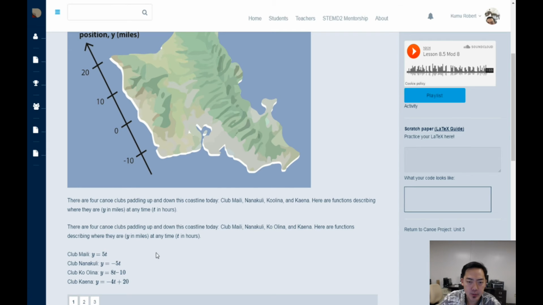These are the equations that represent their positions y at time t. Previously, we asked the students to figure out how many times did these canoe clubs meet. In this activity, we asked the students to expand on that. We want the students to either use the substitution method or the elimination method to determine when and where the canoe clubs meet.